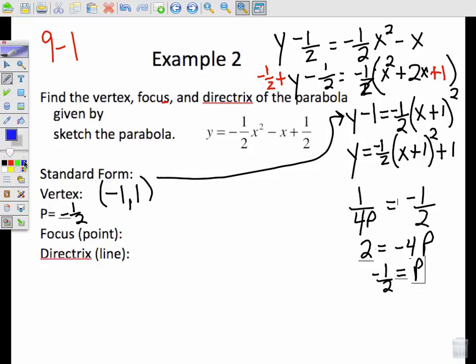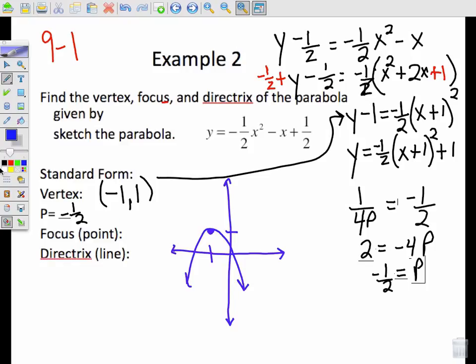Now we're ready to go ahead and sketch this. Okay, here's my x and y axis. My vertex is at negative 1, 1. There's my vertex. I know that this parabola, because it's negative here, because it's negative 1/2, that's my P value, the 4P, then we know it's going to open down. It's going to go like this.